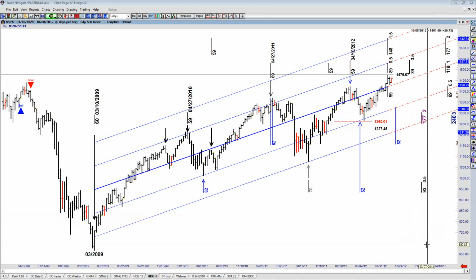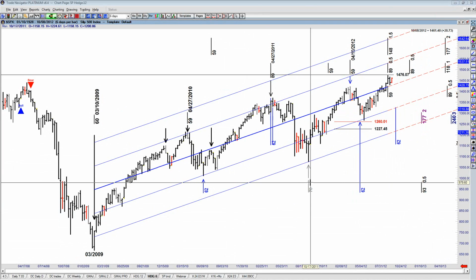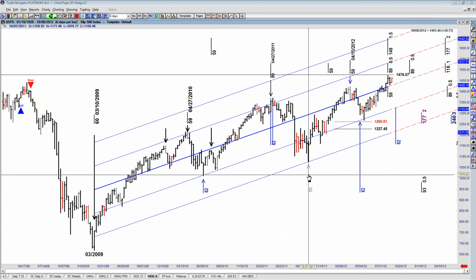So other than that pullback, which was back in, let's see, October 2011, this market has been contained by the 1 standard deviation measure all the time from its low in March 2009. So not many people would believe that, but you're seeing it, so that's how it works.